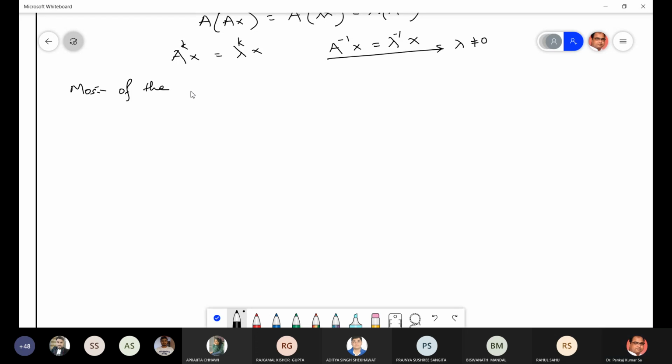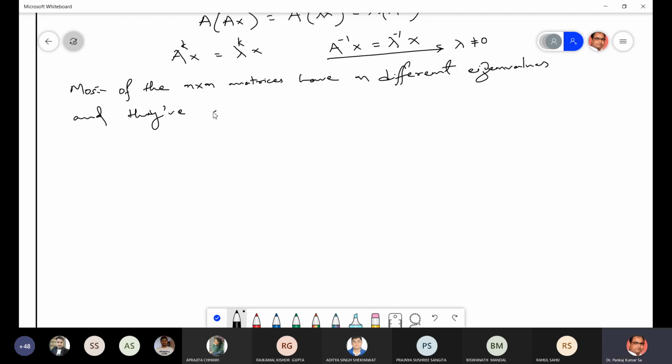Most of the n cross n matrices have n different eigenvalues and they have n independent eigenvectors. Again, we are back to that n independent vectors. Here it is eigenvector.